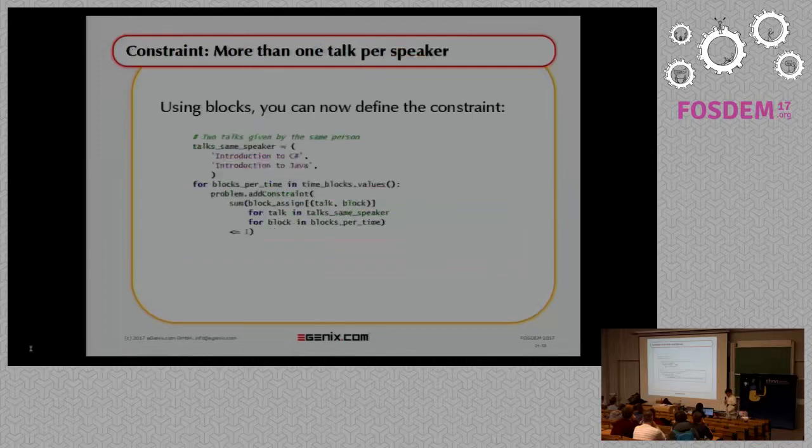Right, and using those blocks you can then define the constraint that if a speaker gives more than one talk, then you have to make sure that there's no overlap between the assignments for that particular speaker. And this is what you do here. So basically, again, you use the sum down here, and you add a constraint that the speaker may only be assigned to one block in the schedule at any given time.